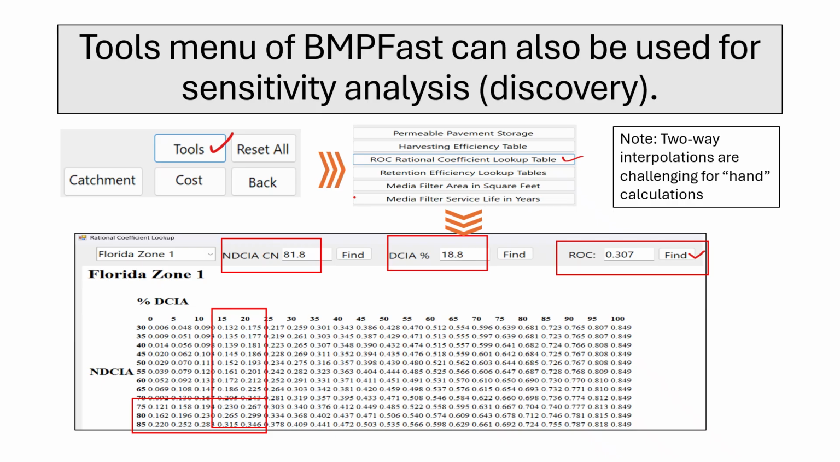For instance, in this particular scenario, the ROC is 0.307. It's important to note that performing two-way interpolations for these types of calculations by hand can be quite challenging, especially when your CN and DCIA values don't fall neatly into increments of 5.